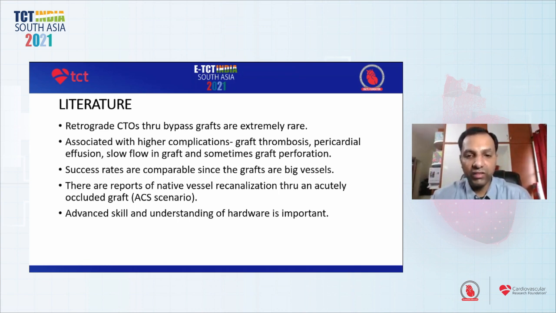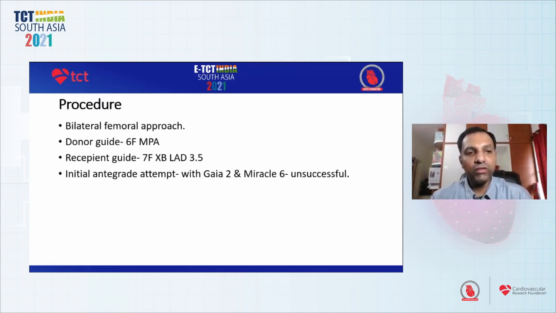There are reports of native vessel recanalization through an acutely occluded graft, but that's an ACS scenario, not applicable for our case. And a lot of advanced skill and understanding of hardware is important in this particular case. We went with a bilateral femoral approach. There's a donor guide, which was a 6 French MPA, which was intubated into the SVG to PDA. Recipient guide in the left side, left main, left coronary was 7F XB LAD 3.5.